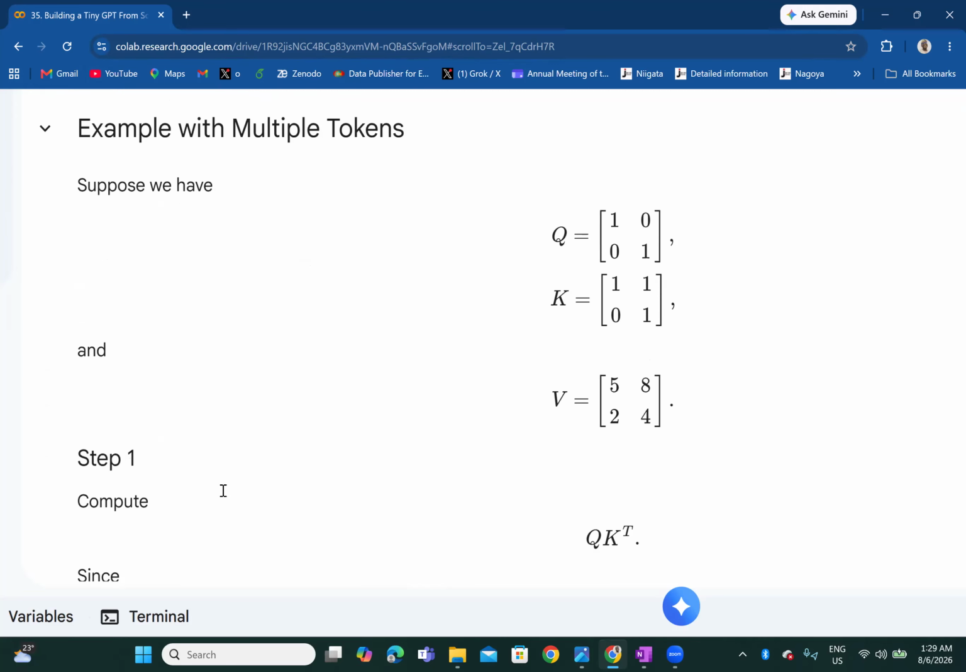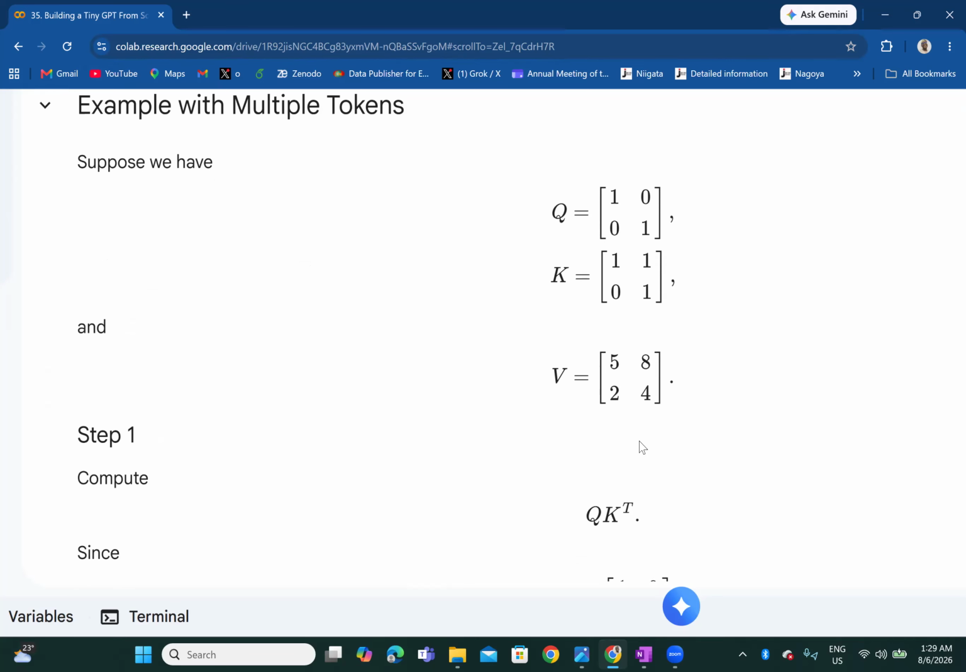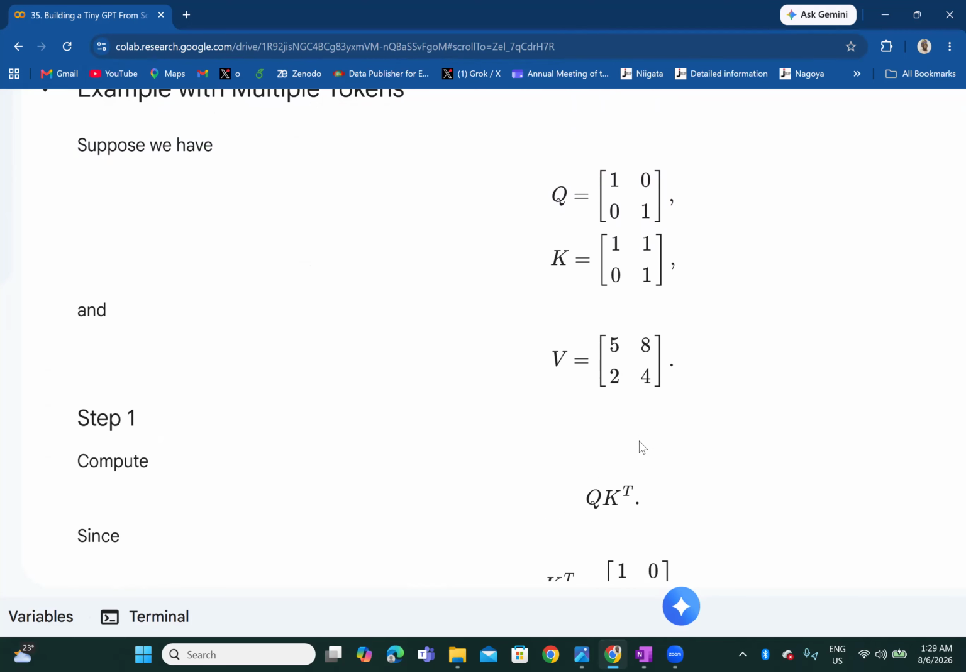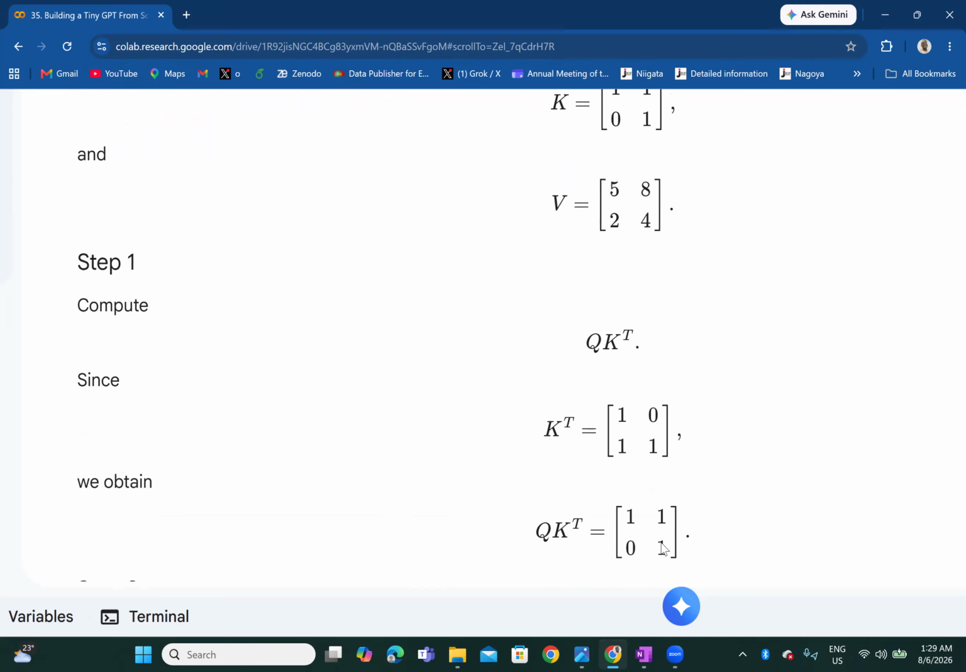So we can also have multiple tokens, right? So imagine the query is 1001 and the key is 1101 and the value is 5824. So if you compute QK transpose, K is 1101. So the first row, which is 1 1, becomes column 1. Row 2, 0 1, becomes column 2. That's K transpose.